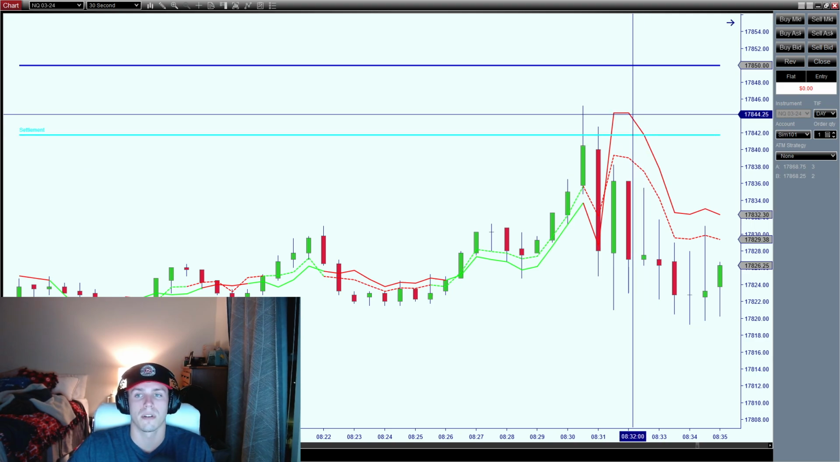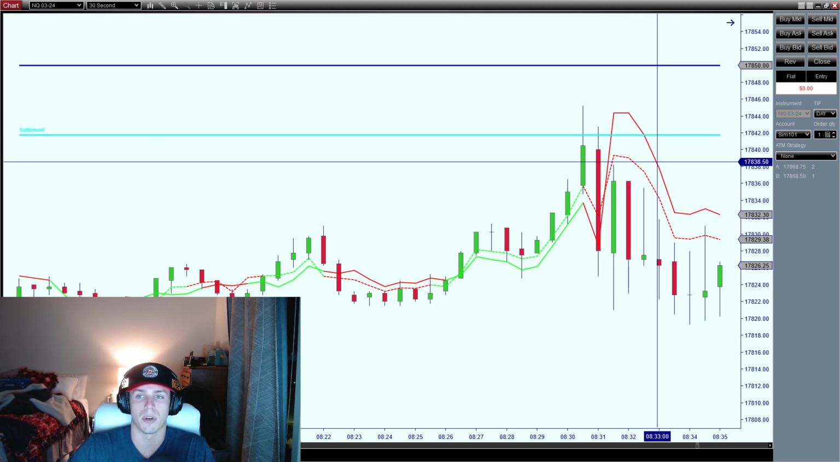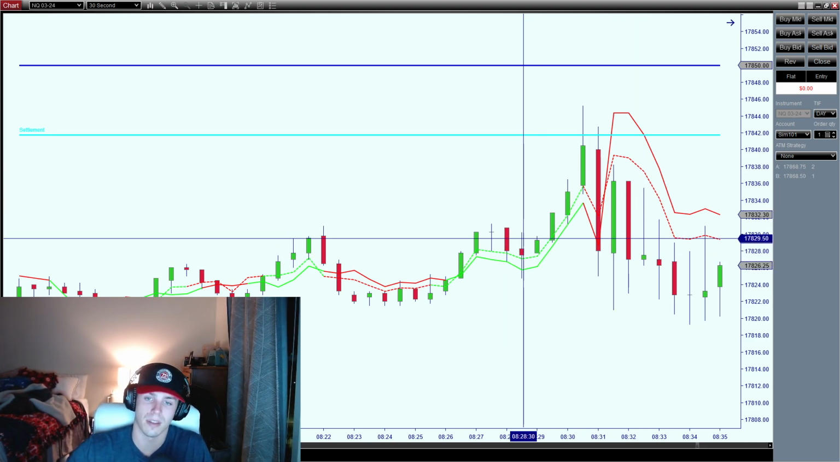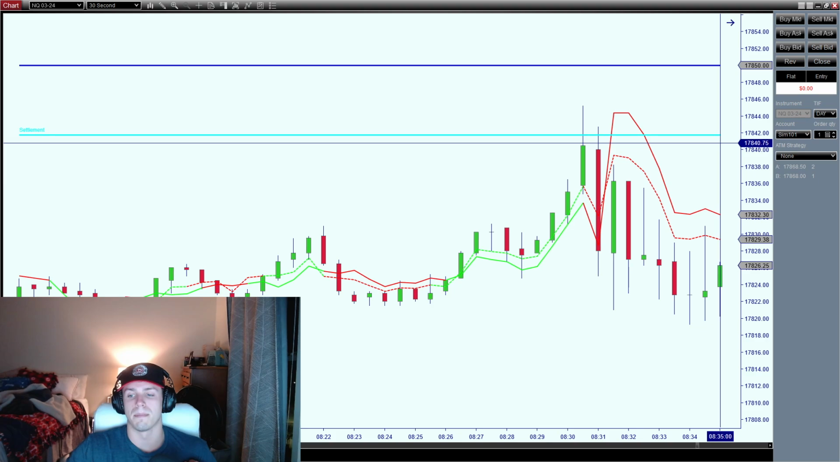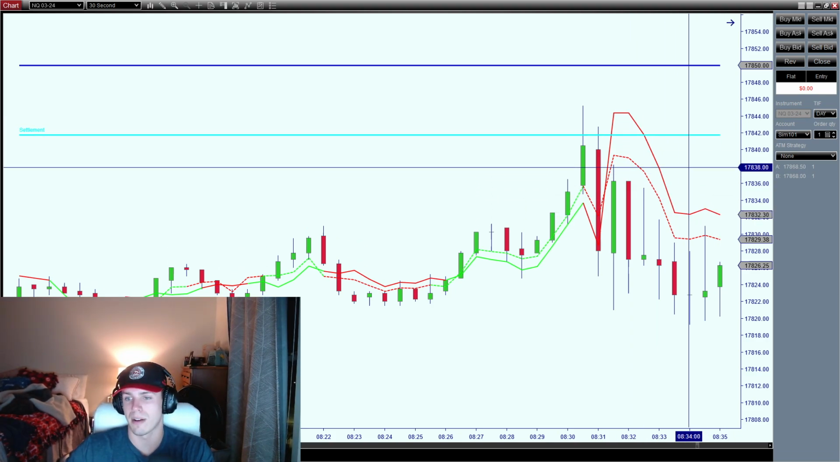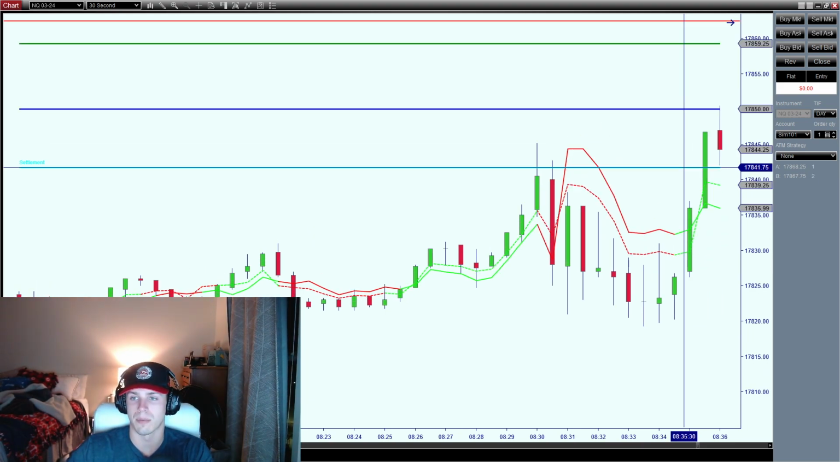For a short, we'd need the solid line above the dash line, and then both to be pointing down and red. For a long trade, we need them both pointed up, both green, and the solid line to be underneath the dash line. We're going to walk through it. We'd wait till about 5 minutes after the market open, and then go from there.